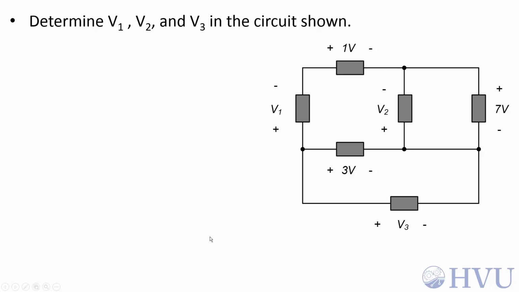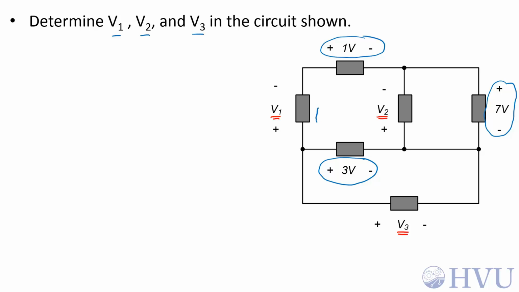In this circuit, we're given both some known voltages, this 1 volt difference, this 7 volt difference, and this 3 volt difference, and some unknown voltages, V1, V2, and V3. We want to determine values for V1, V2, and V3. We aren't given any currents or any information about voltage-current relationships, so we have to rely strictly on KVL.